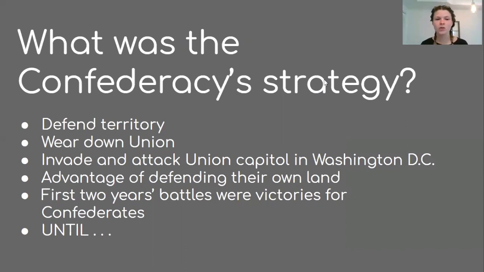And then they also had an advantage of defending their own land. A lot of the battles are going to happen in the South, as you kind of saw on the dots on the map, and they have that advantage because they know what it looks like. It's their land. That's why the first 2 years' battles were kind of victories for Confederates, until this happens.